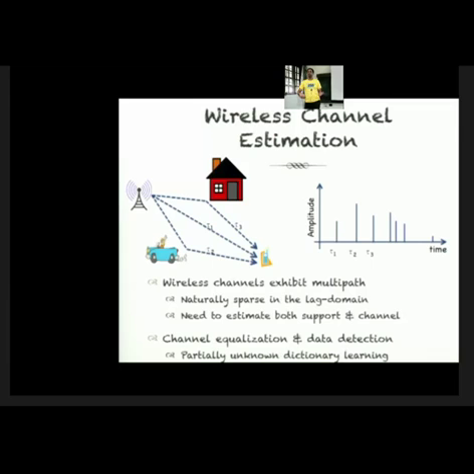And the first step in doing that is to figure out what the channel is doing to a single blip. So in other words, you want to be able to estimate these different delays and what are the amplitudes that are associated with each of the delays. And that is the problem of wireless channel estimation.